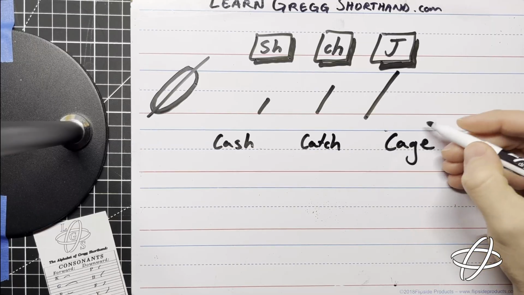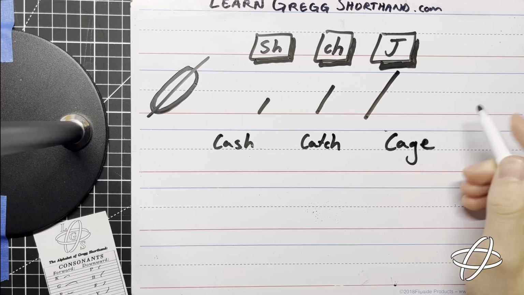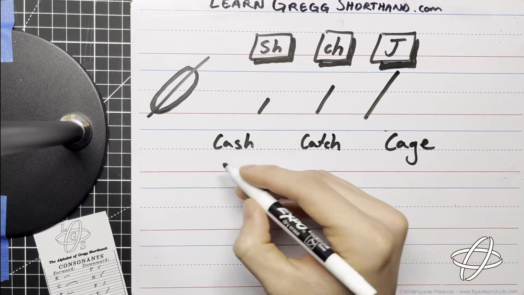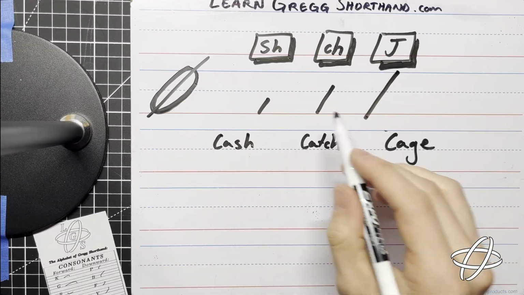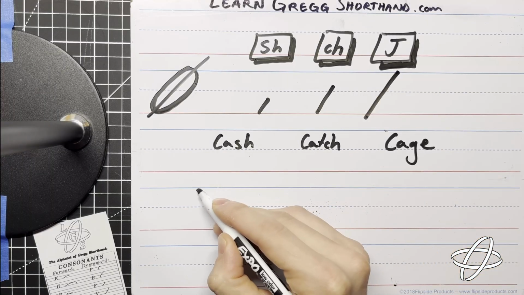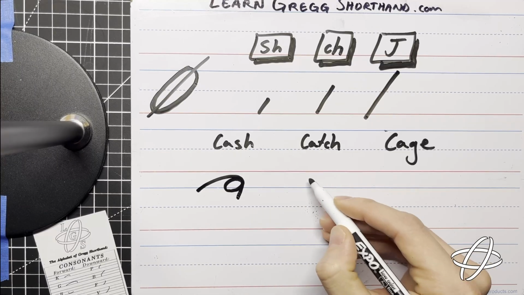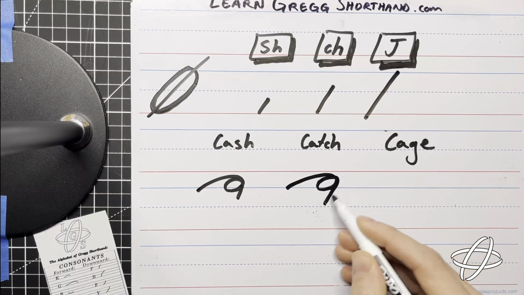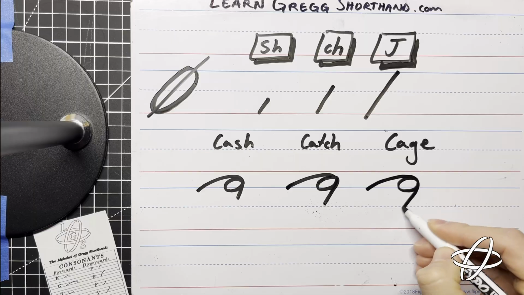So again, remember that shorthand is phonetic. So even though this is a G, it's not the hard G as in game, it's the soft G as in J. So in this case, these would all end up looking similar, which is why I chose these examples, but it shows the different proportions of the different strokes. So cash would look something like this, K, A, S, H. Catch would be K, A, Che, and cage would be K, A, J.